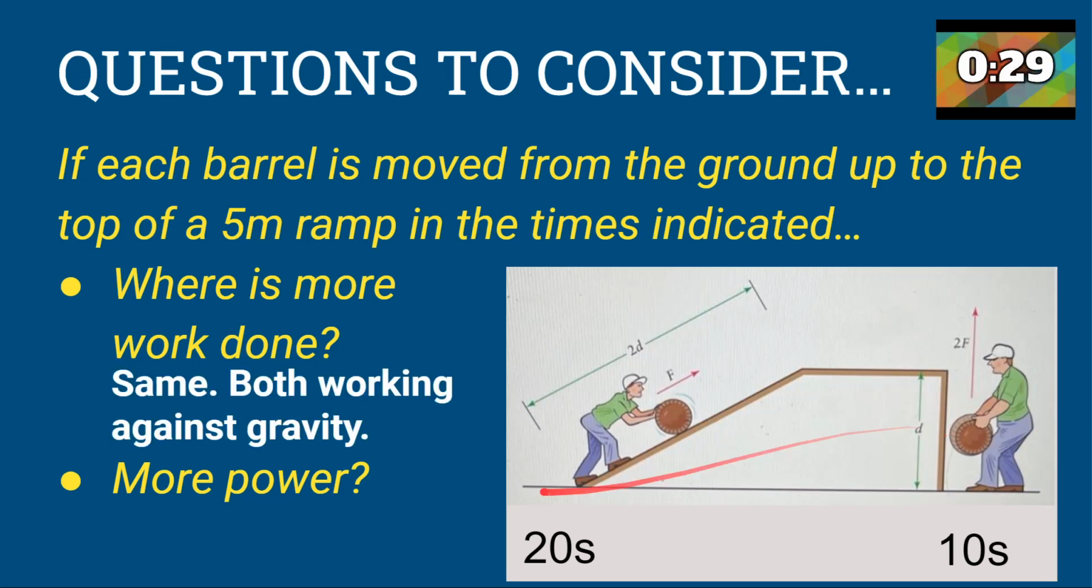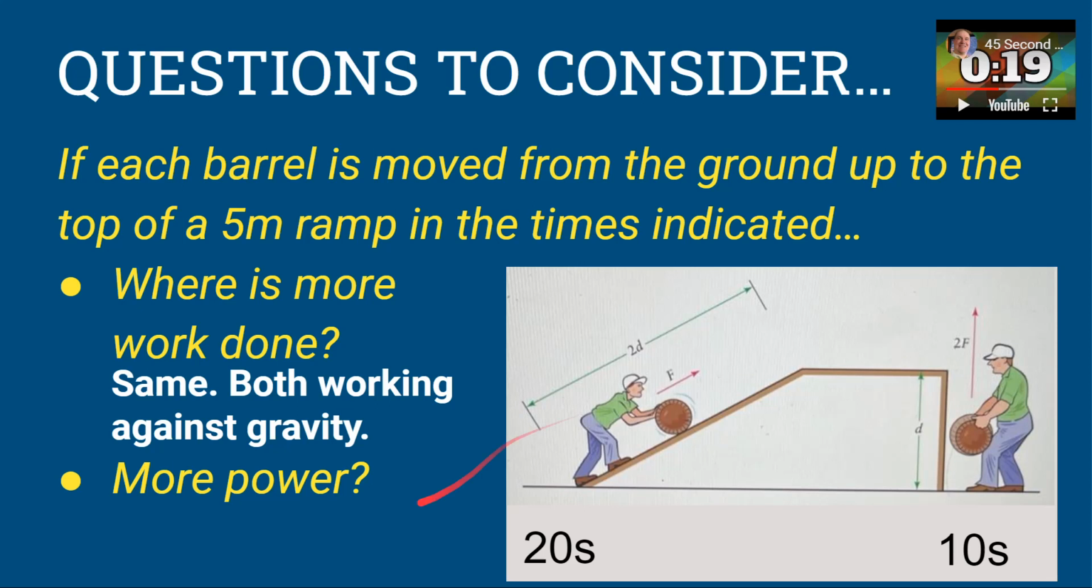The one that's pushing it up the ramp uses less force, but he has to push it a greater distance. So he still has the exact same amount of work as this guy who has to use more force, but he doesn't have to lift it as far. Okay, so it's a trade-off. We talked about that as well. But both of them do the same amount of work. Again, work is independent of the path taken. That's what we talked about like on the first day or second day of this unit. Okay, so they're the same.